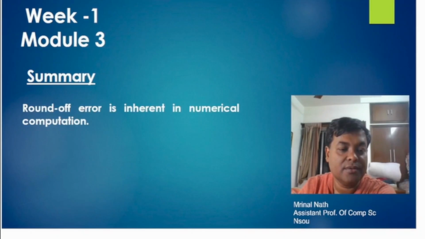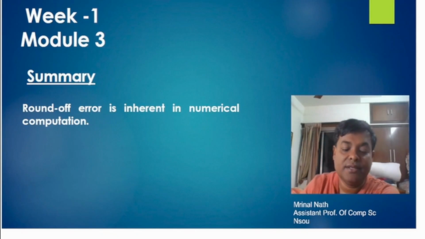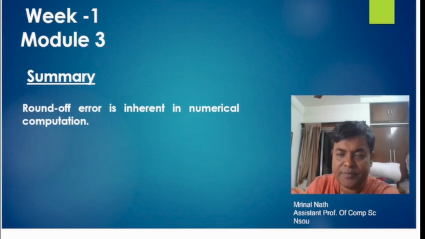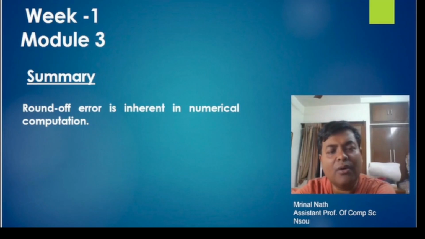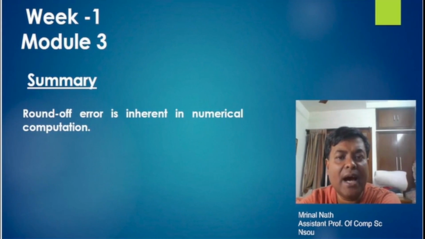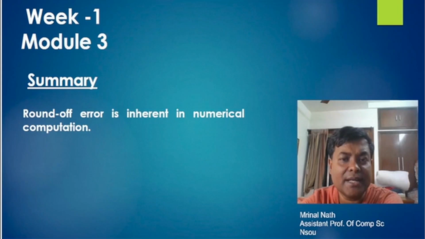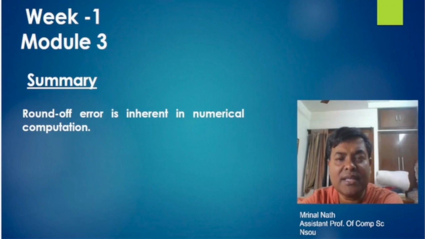With this we are ending module 3 here. Before we leave, let us summarize the content that we have learned in this module. First of all, we have learned that round-off error is inherent in any numerical computation. You cannot avoid that, and your round-off error may accumulate to a very high amount, and finally your result may be completely incorrect. So we should be very careful about that. Before we start the computation, we may need to use some intelligent way so that we compute in such a manner that the round-off error will be minimum.